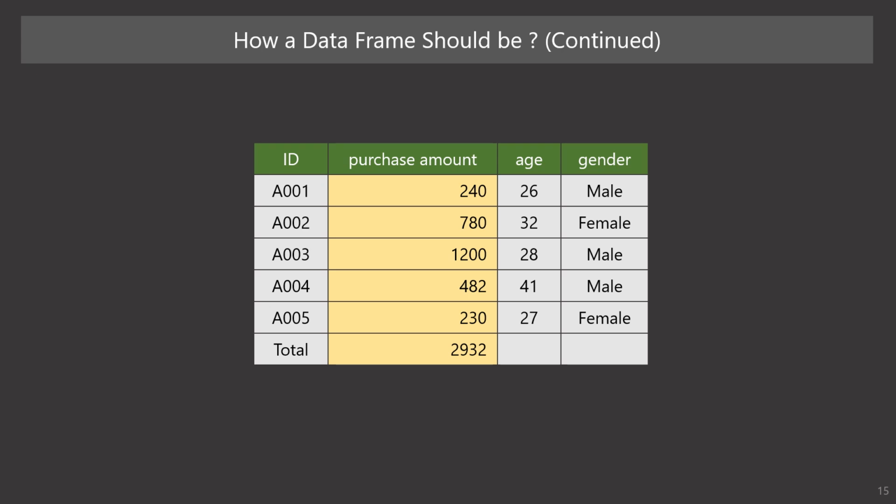And this column contains multiple features. It contains each customer's purchase amount and the sum of all customers' purchase amounts. That is, the column contains two features. Summary information such as total, sum, average, and the like should not be included in the column of each observed value. A cell of a data frame should represent a specific feature of a specific observation. So, these cells are not appropriate because they contain information on multiple observations and multiple features.